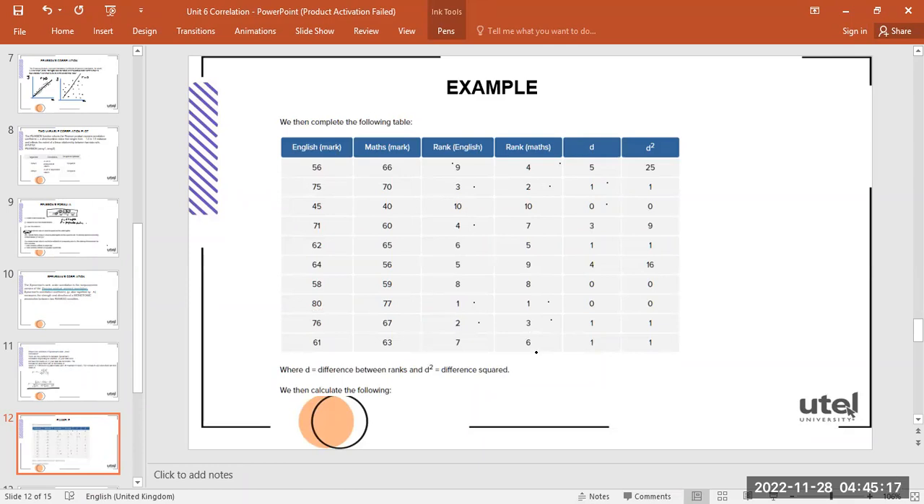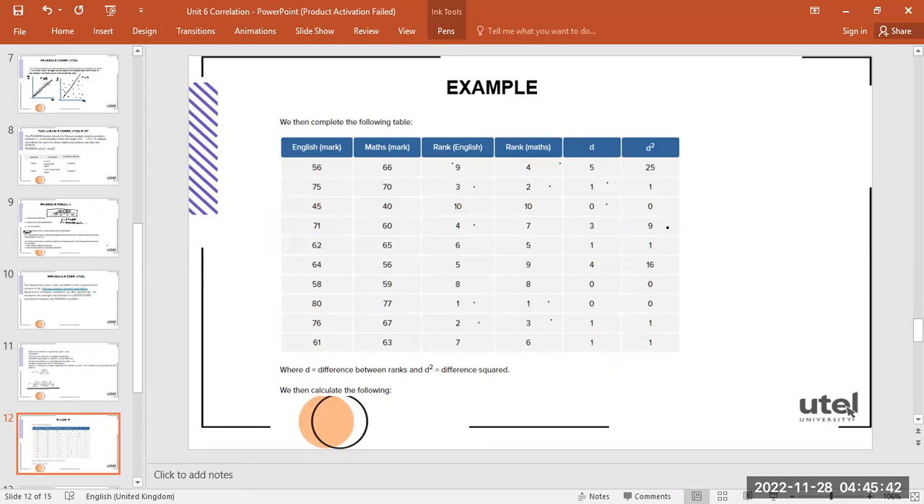Now, the next thing you do is find the difference between these two rankings. So we insert a third column, the difference. You can see that the ranking for English here is 9, while that of math is 4. So you find the difference: 9 minus 4 gives you 5. Here, 3 minus 2 gives you 1. 10 minus 10 gives you 0, and so on and so forth.